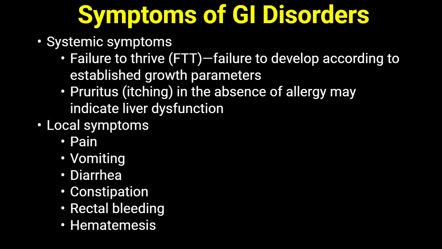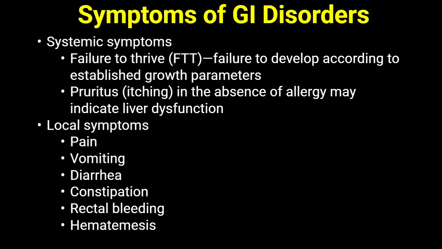Now, let's look at the local symptoms. Abdominal pain is common, but younger children may express it through crying, guarding, or irritability rather than verbalizing discomfort. Vomiting should always be assessed for its characteristics. Projectile vomiting suggests pyloric stenosis, while green or bilious vomiting is an emergency because it may indicate an intestinal obstruction.